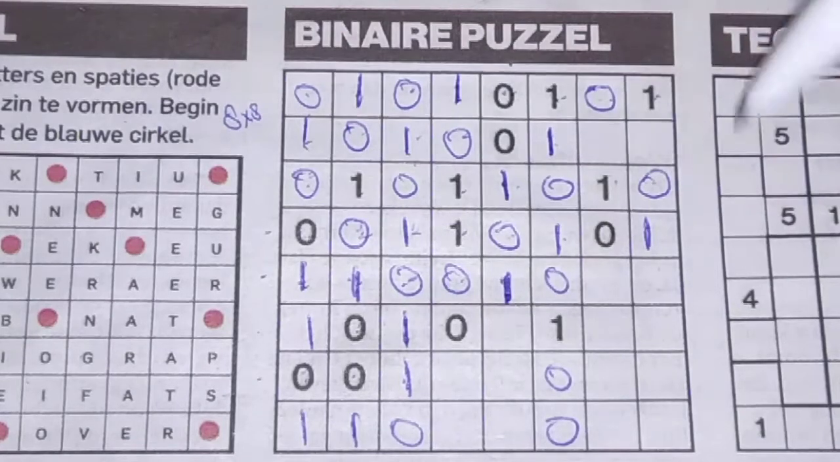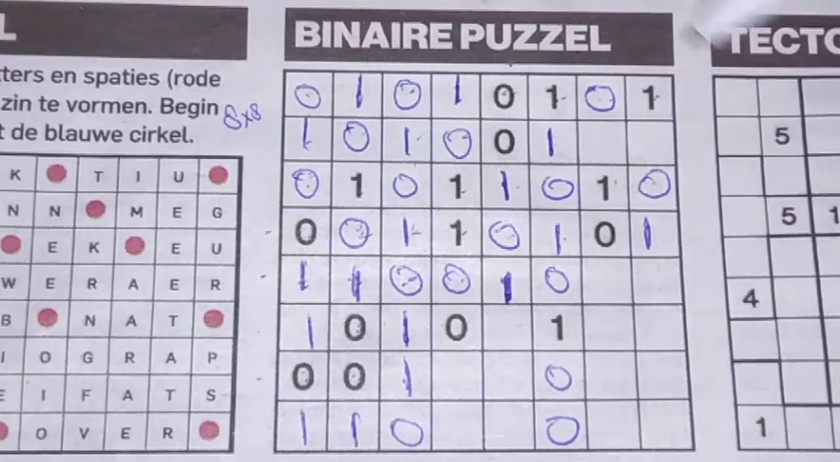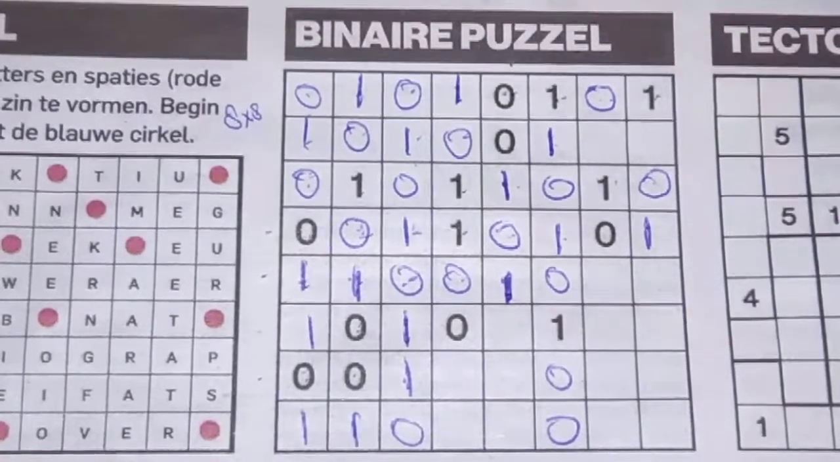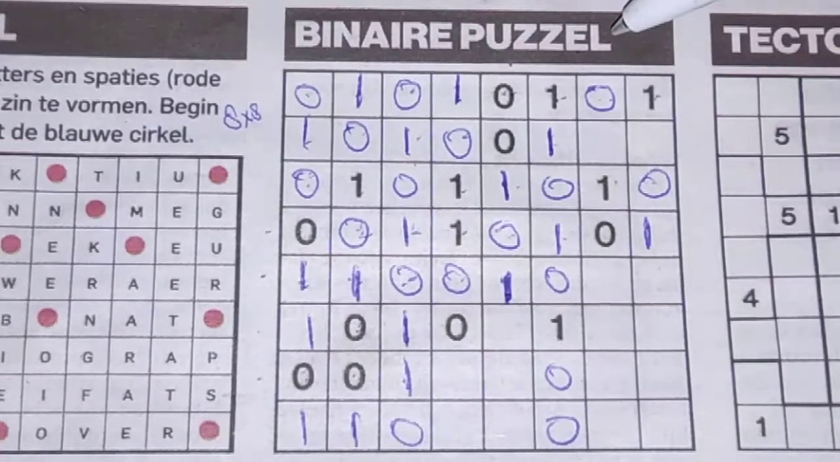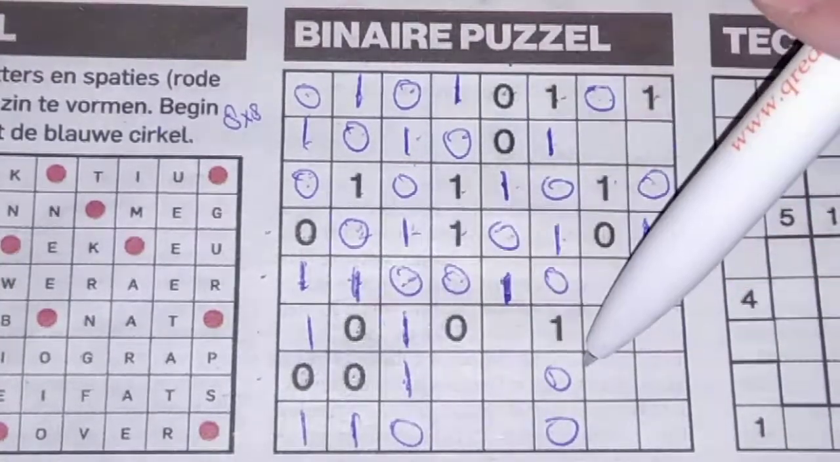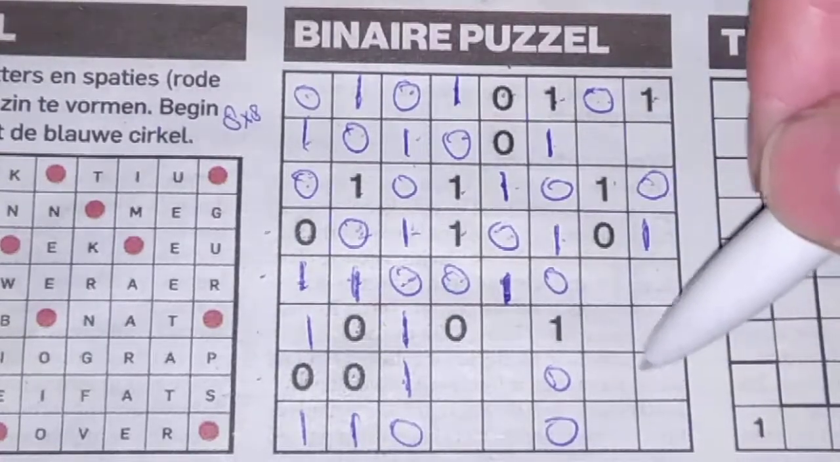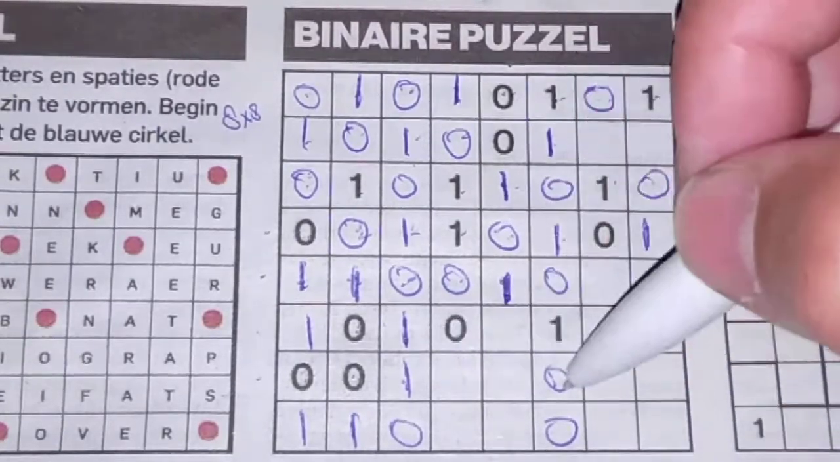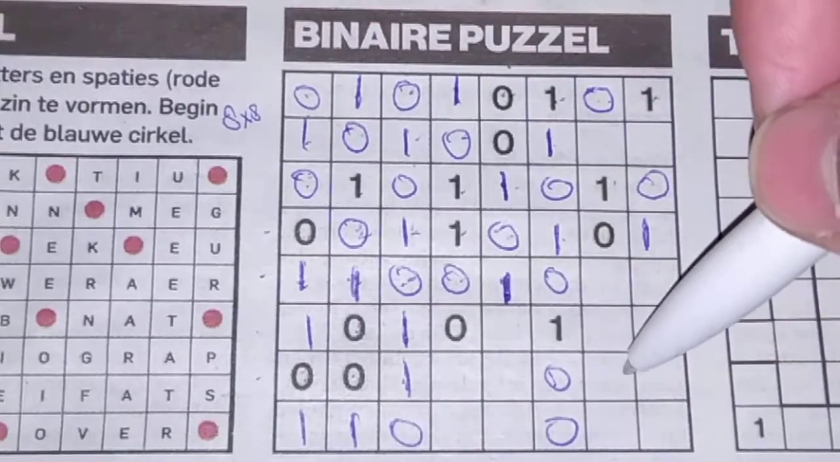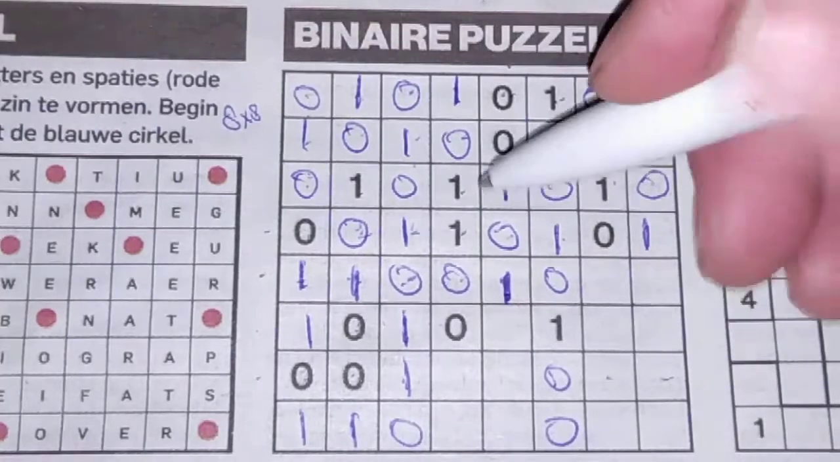Then let me see. Do I need to compare? Fours. Yes, 1, 2, 3 O's. I cannot place the 4th O here, otherwise we have 3 ones in a row, not allowed. So these two boxes should be a 1.